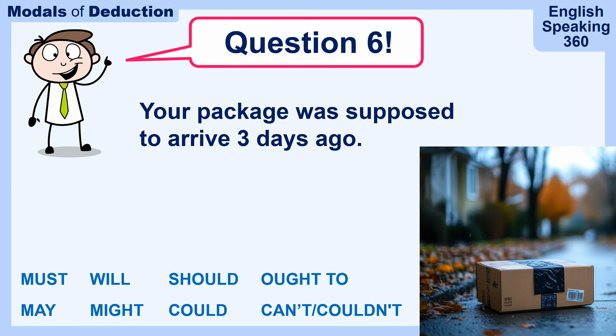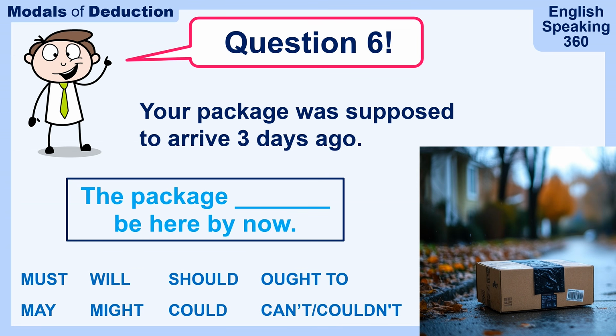Question 6. Your package was supposed to arrive 3 days ago, but it hasn't arrived. What would you say in this case? The package be here by now. So this is a great example of a sentence based on logic. The package should be here by now, or the package ought to be here by now.